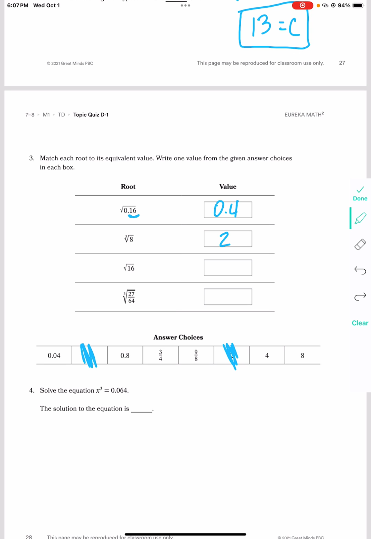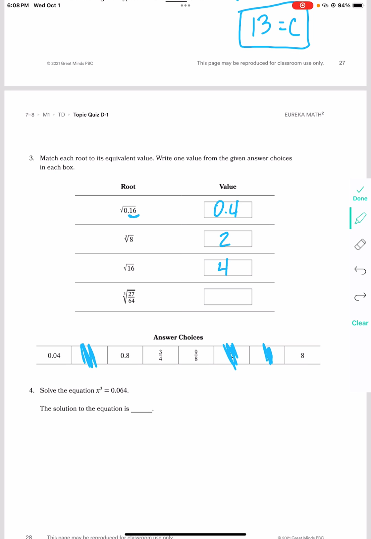Okay. All right, so obviously doing number 3, the square root of 16, you should have gotten 4, because 4 times 4 equals 16. All right, and then for the last one, we have the cubed root of 27 over 64.